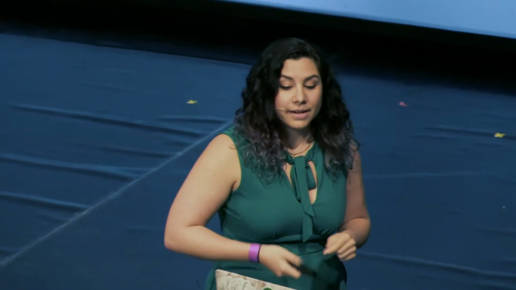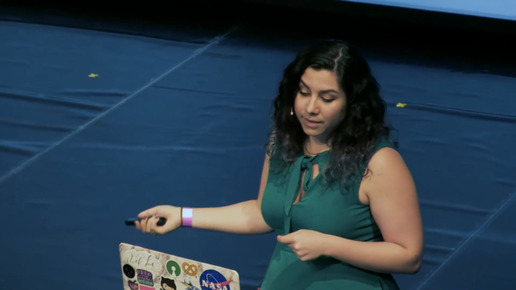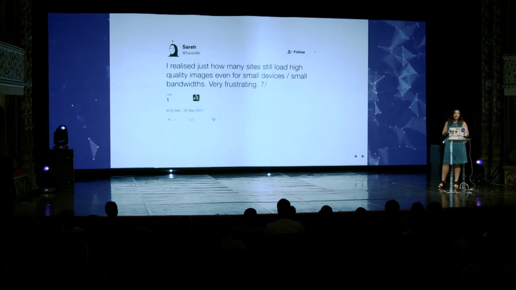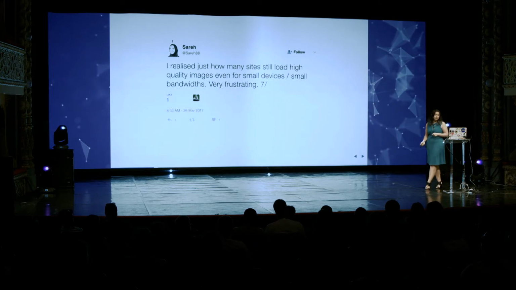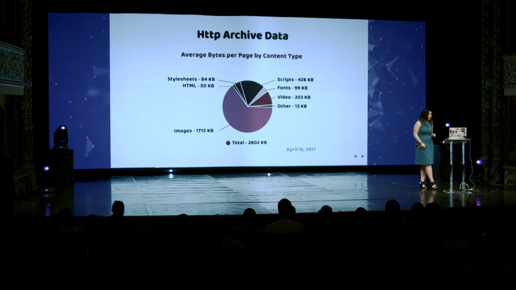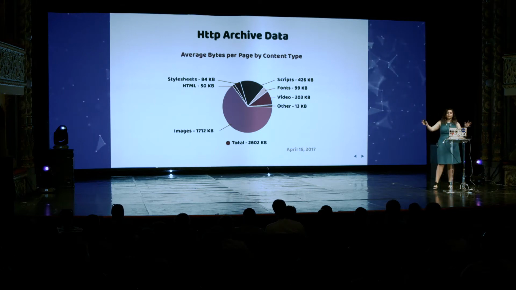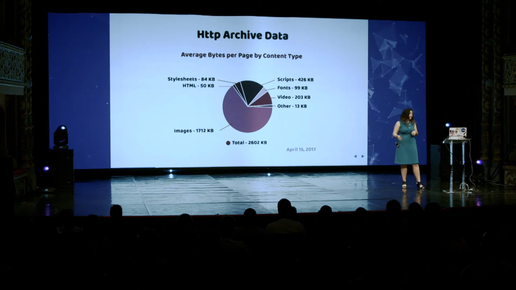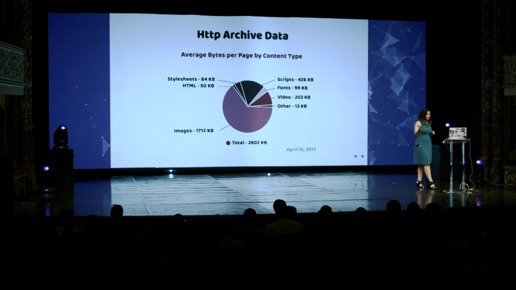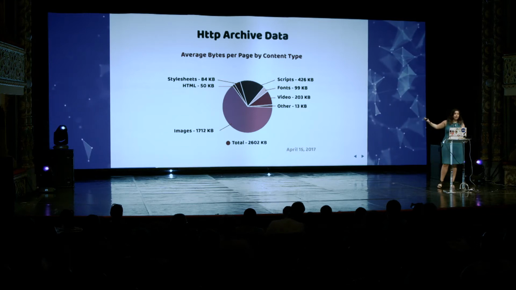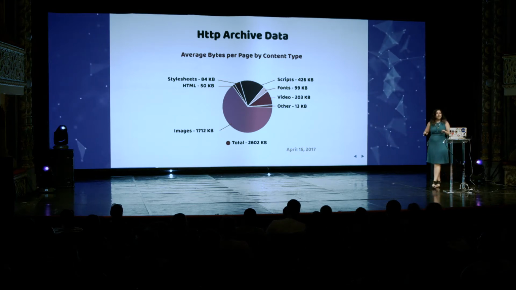And she also found that images were a big problem as well. She was saying that she realized how many sites still load high-quality images, even for small devices and small bandwidths. This is very frustrating, especially when you consider this. If you look at all of the data that is sent to you on a website, this is from the HTTP Archive, they do this run pretty frequently, you can see that images clearly take up the majority of what we're sending people on the web. They're the biggest asset by far.